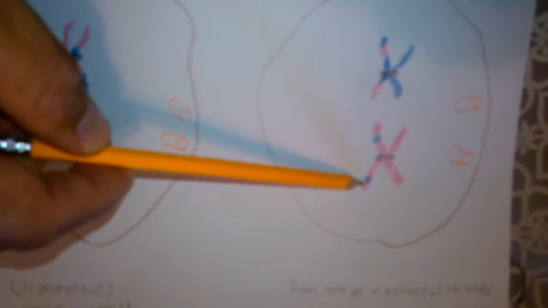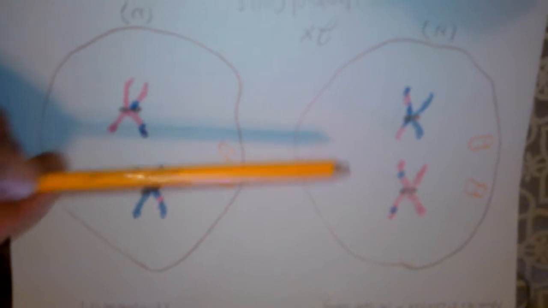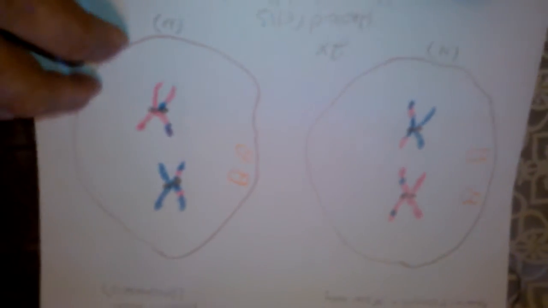You can see where the crossing over occurs is what causes genetic variability. That is why they're different. Now, if this was happening in the male, these would be two secondary spermatocytes. If this was in the female, you would have one secondary oocyte and your first polar body, which would be a lot smaller than that one. And it will eventually die.